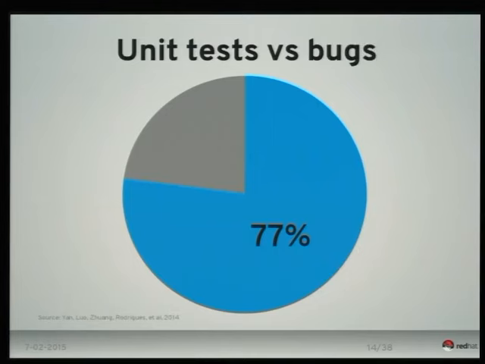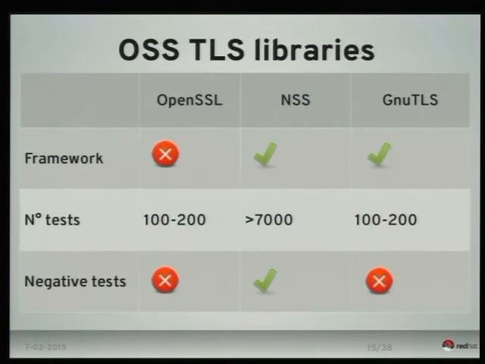So how do TLS libraries compare to that? Not well. OpenSSL basically doesn't follow any kind of good practice. It has very few tests, and it doesn't do much error checking in the tests. GNU TLS is not much better. It just adds a framework for testing, and NSS is quite good compared to them. It uses a framework, it has quite a few negative tests in unit testing, and it has, well, a large number here we see. Well, let's compare it to some other pieces of code.